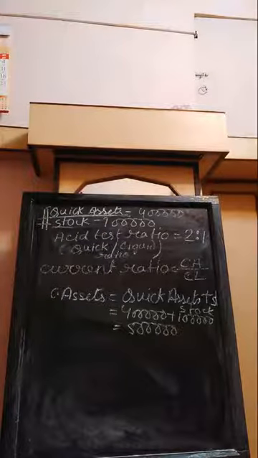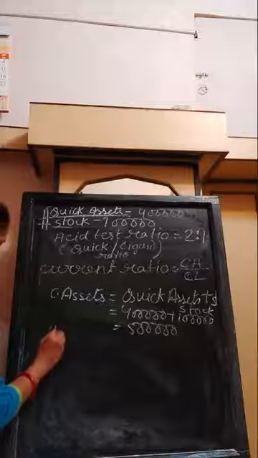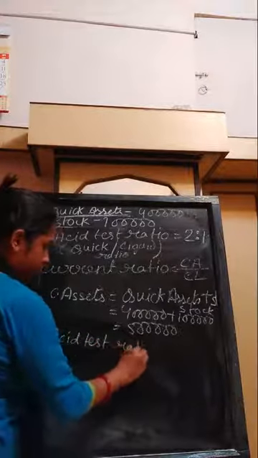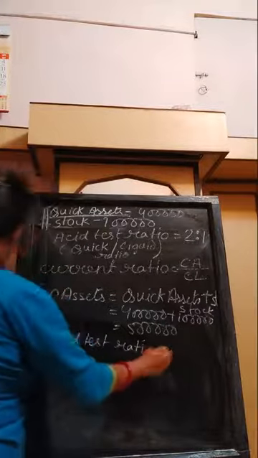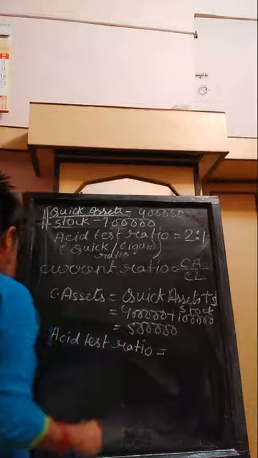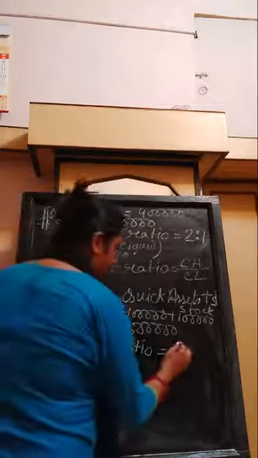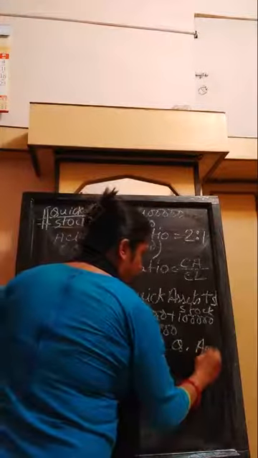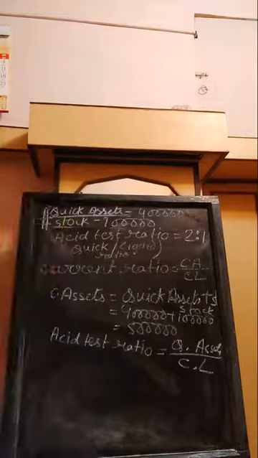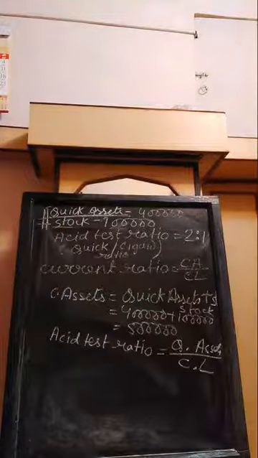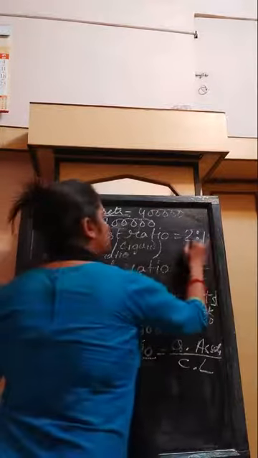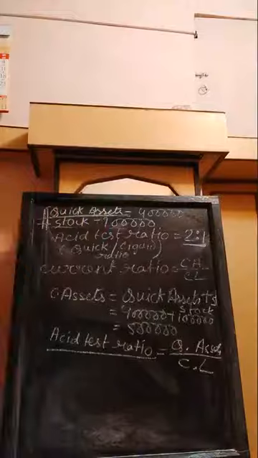Now, acid test ratio is given or liquid ratio is given. First of all, we will write the formula of acid test ratio. Acid test ratio, the formula is quick assets by current liabilities. This is the formula of acid test ratio. Quick assets by current liabilities. Now, acid test ratio is given in the sum as 2:1.